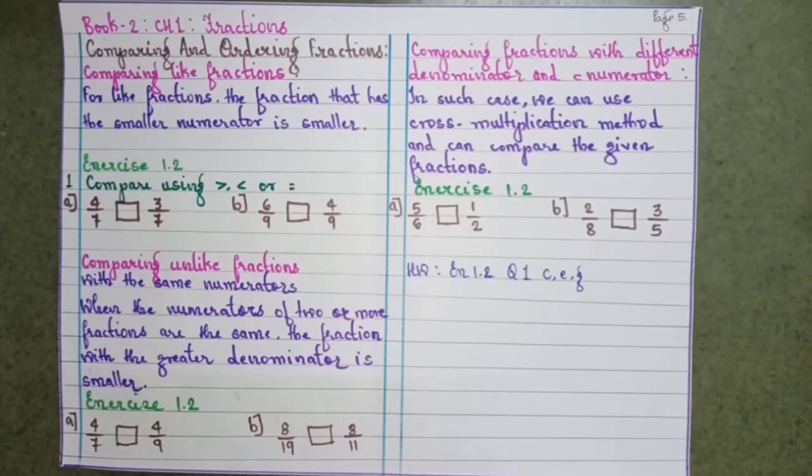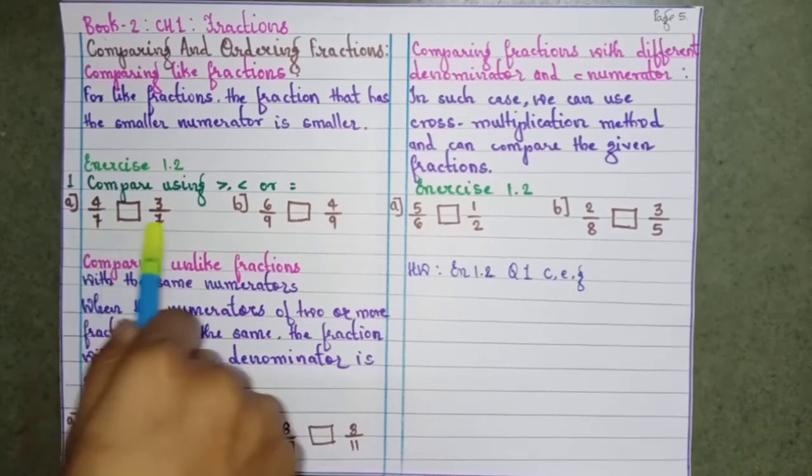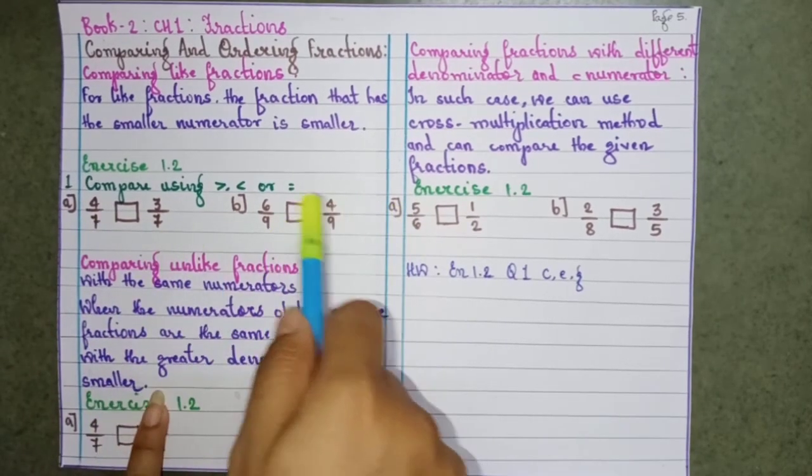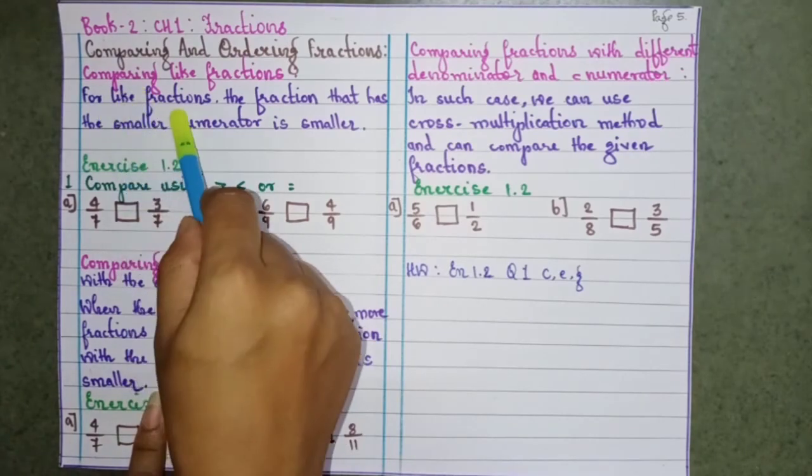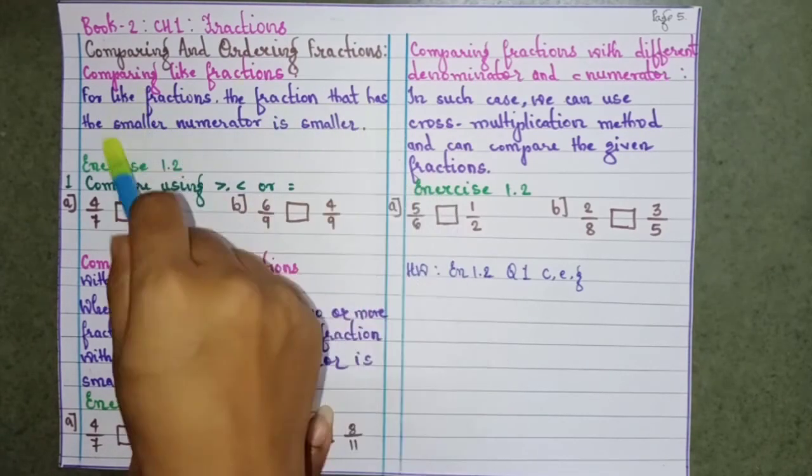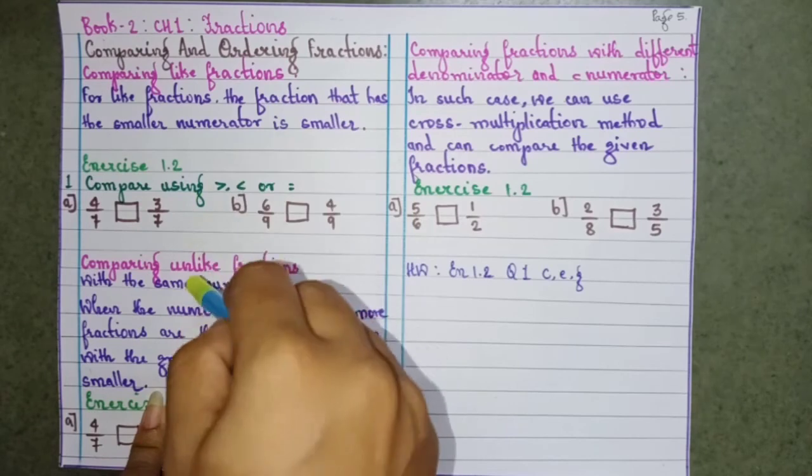Now let's see comparing and ordering fractions. Comparing like fractions. So what are like fractions? Fractions with the same denominator are called like fractions. And what are unlike fractions? Fractions with different denominators are called unlike fractions. So we shall first see the case of like fractions where the denominators are the same. So how to compare such fractions? For like fractions, the fraction that has the smaller numerator is the smaller.